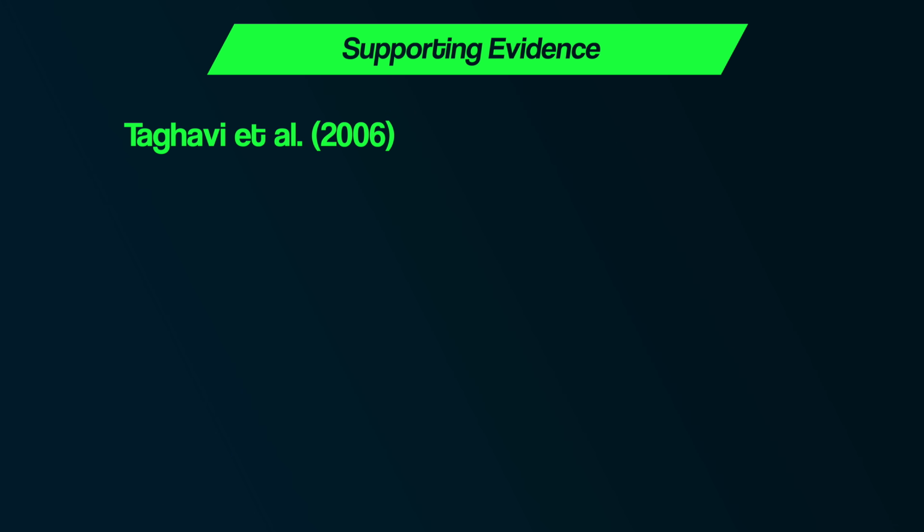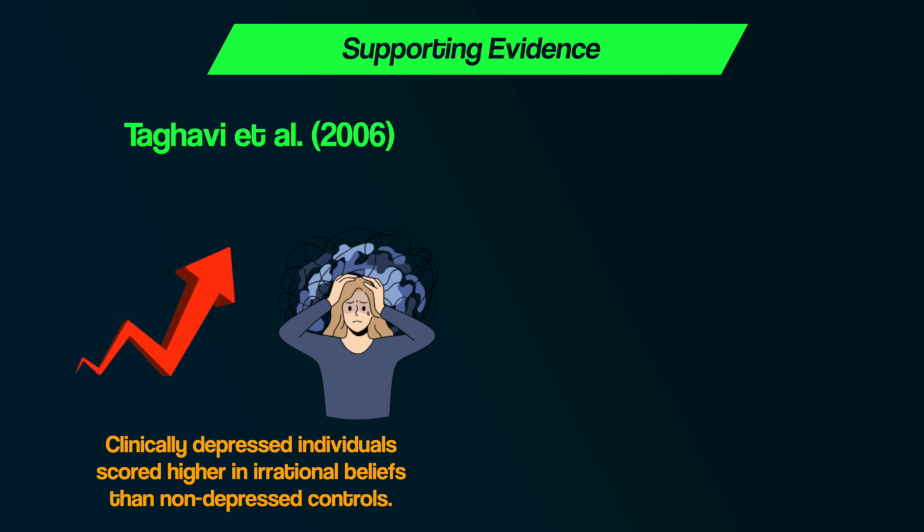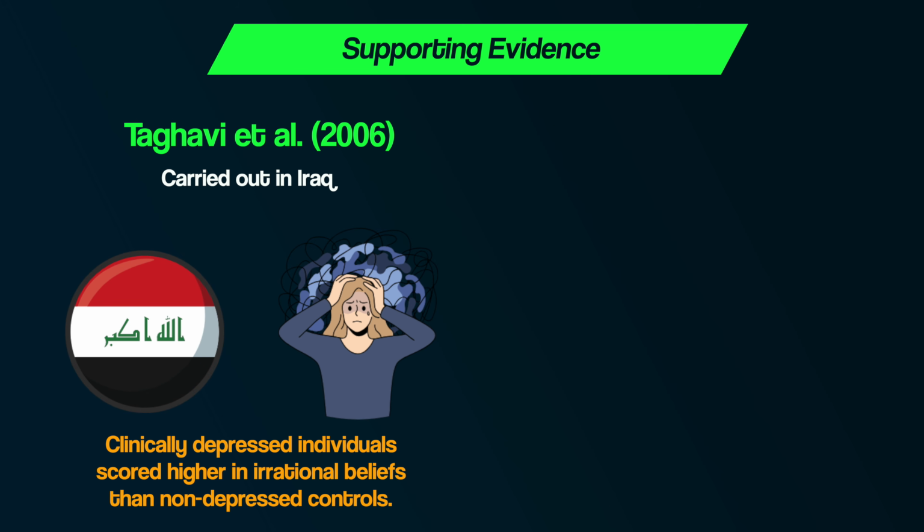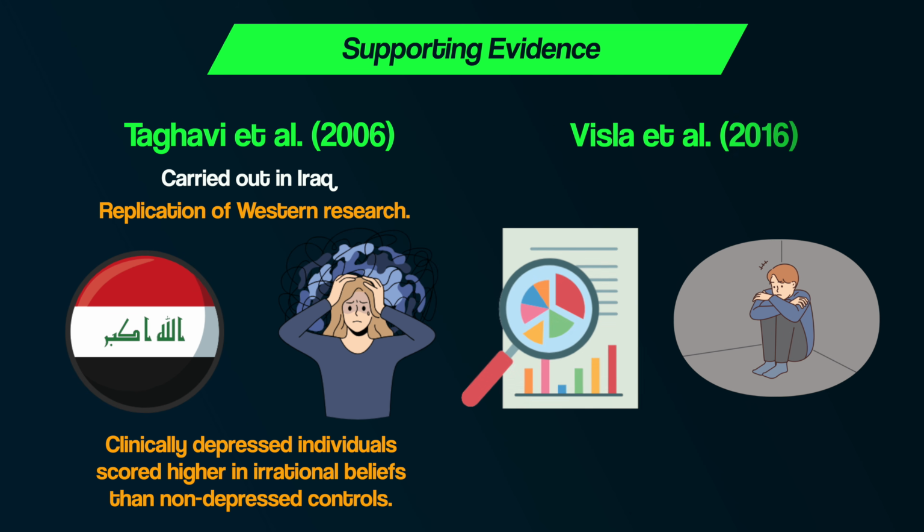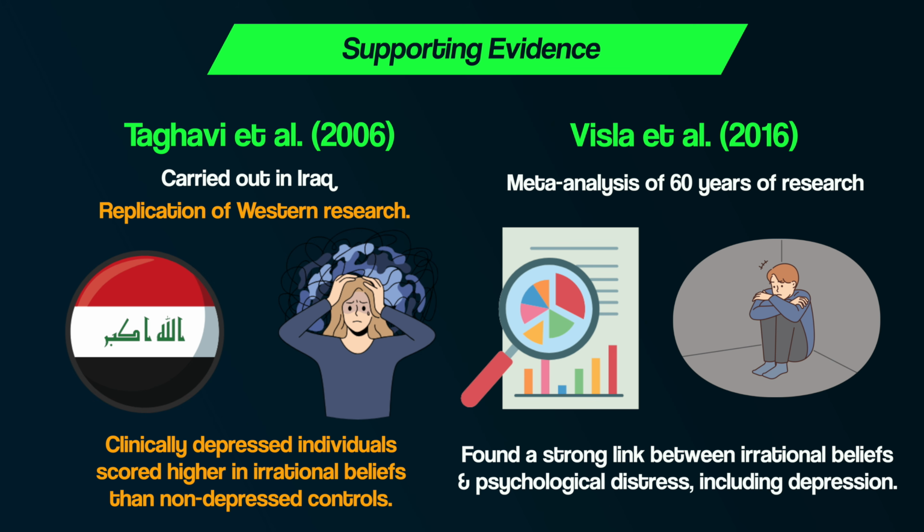Supporting evidence comes from Tagharvey et al. in 2006, who found that clinically depressed individuals scored higher in irrational beliefs than non-depressed controls, supporting cognitive theories of depression. And this study was carried out in Iraq and was a replication of Western research, so points to the ability to apply this theory across cultures. Further evidence comes from Vizsla et al. in 2016, who conducted a meta-analysis of 60 years of research and found a strong link between irrational beliefs and psychological distress, including depression, supporting the idea that irrational thinking plays a key role in explaining depression.